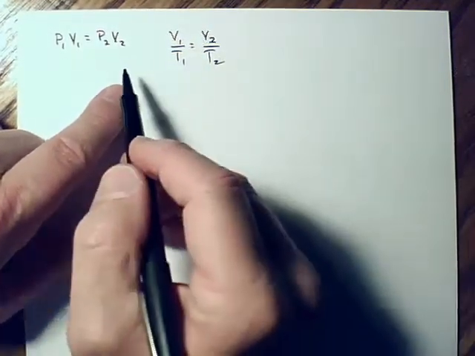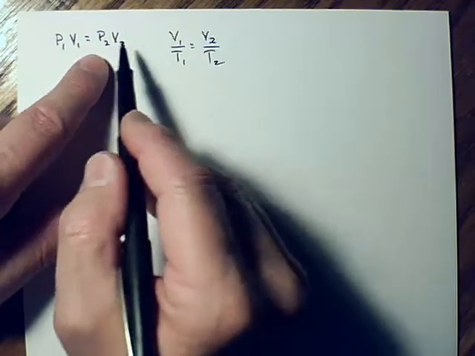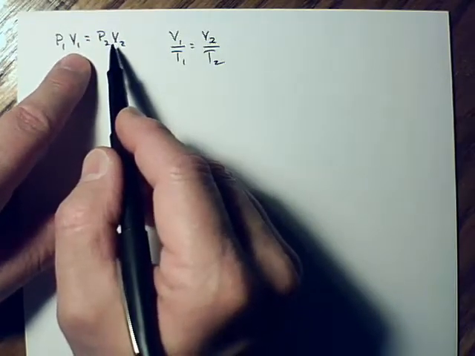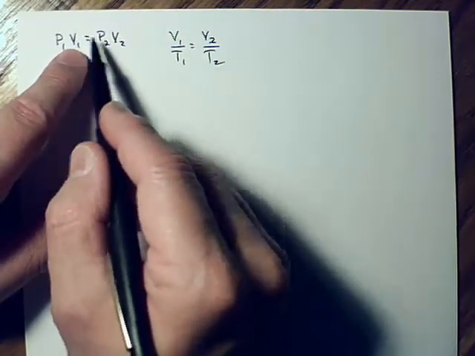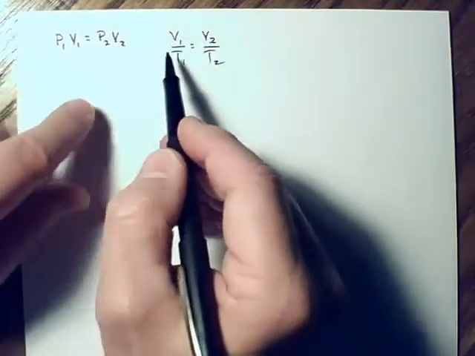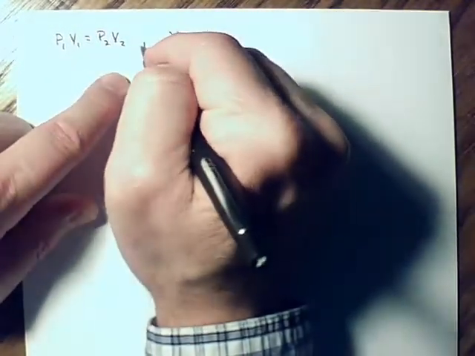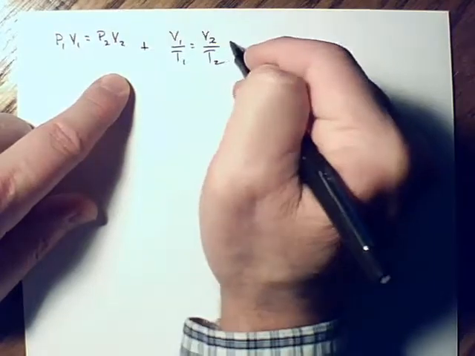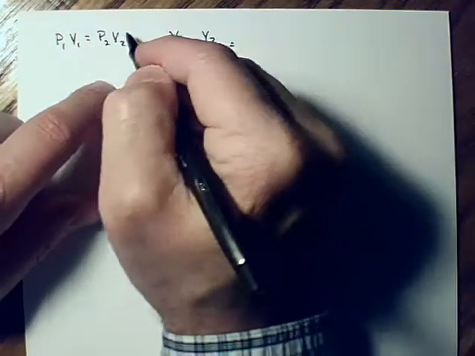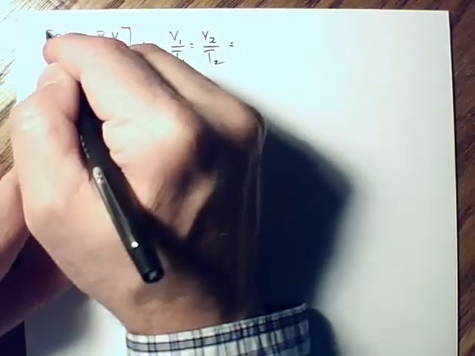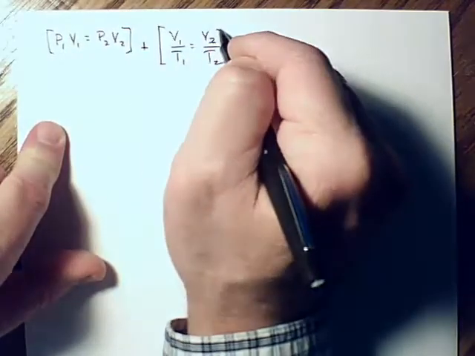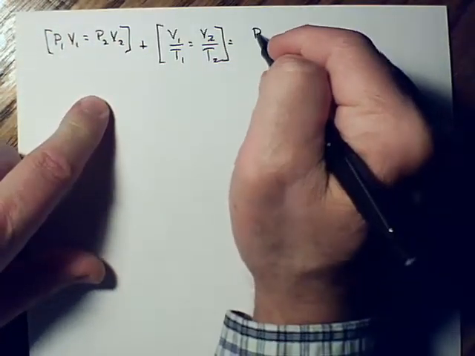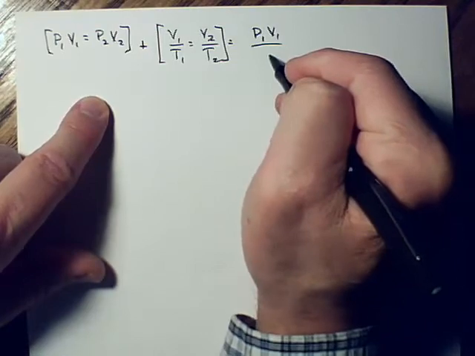And if we're looking at the same gas, this volume is the same. Okay? You've got volume 1, volume 2. If it's the same gas, you can actually put this together. I don't know how to actually express that. I'm going to put brackets around it to show us putting these two equations together. And we get P1 V1 over T1.